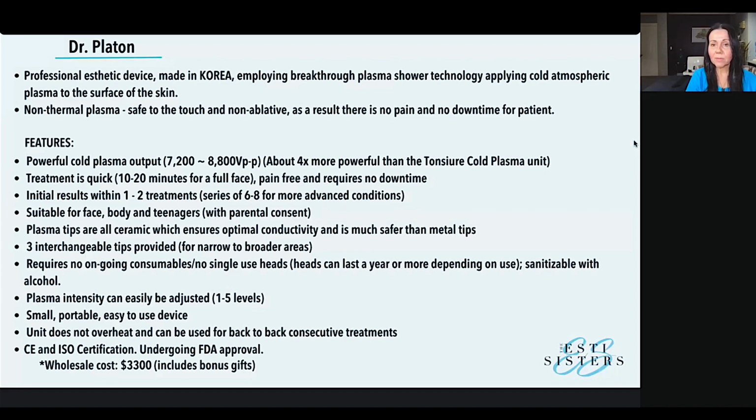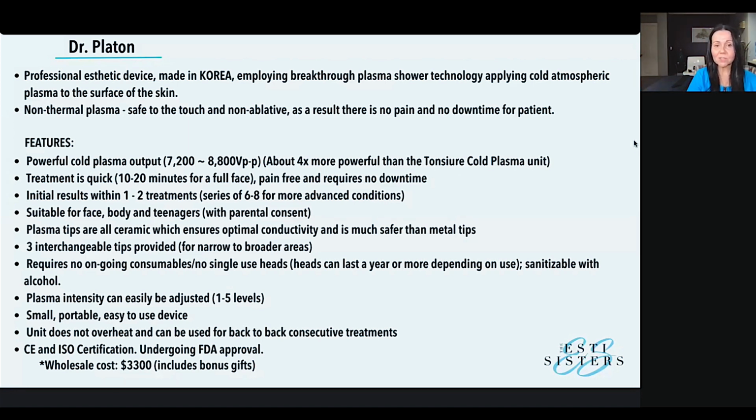Employing breakthrough plasma shower technology. So again, when you see me use the device, you'll see this kind of gas engaging underneath the skin. That's what's called showering technology, getting into the skin. Again, it's non-thermal plasma, so safe to the touch, non-ablative. There's no downtime, no pain or irritation of the skin, which is really wonderful.